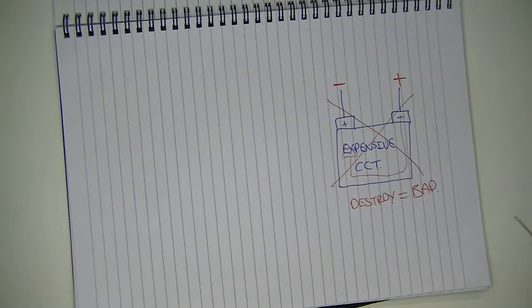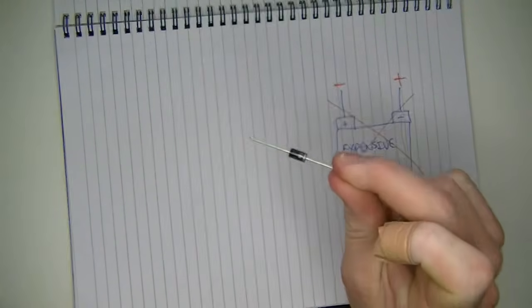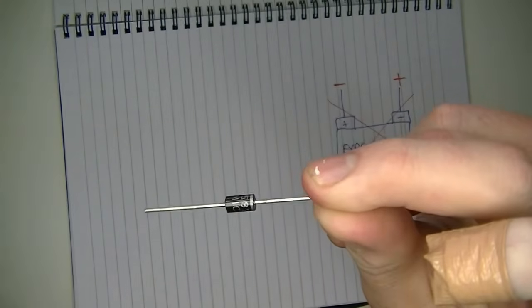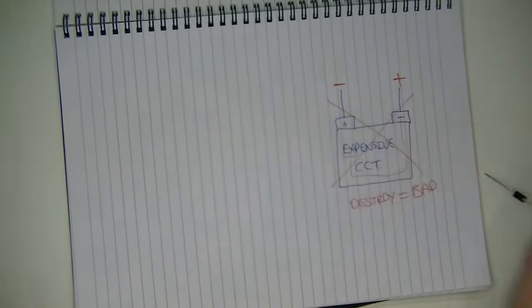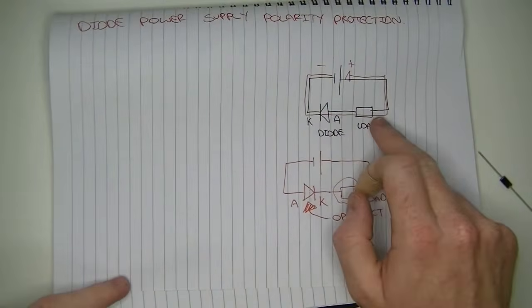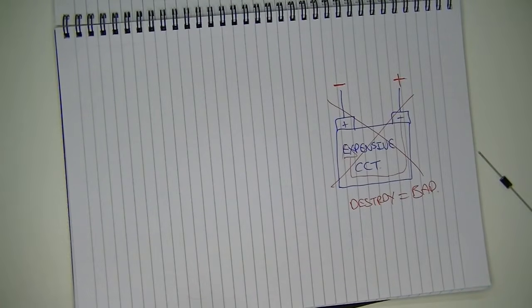So, simple solution is to spend a couple of cents, get a rectifier diode. So in this case I've got a 1N5822, and we're going to put that in series with our circuit, just like we had it in series here, and that will protect the circuit against connecting the power supply up incorrectly.